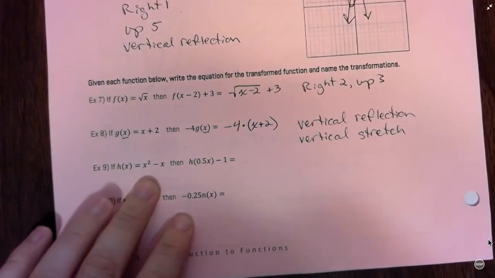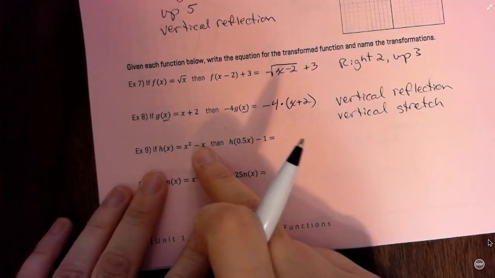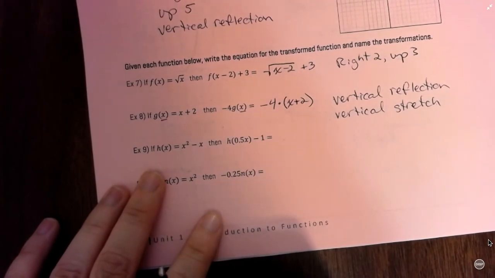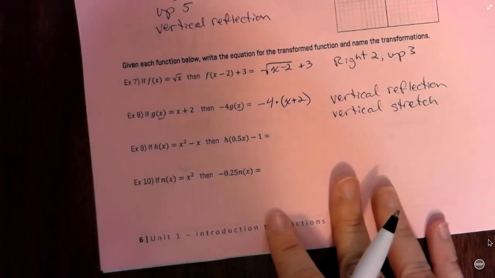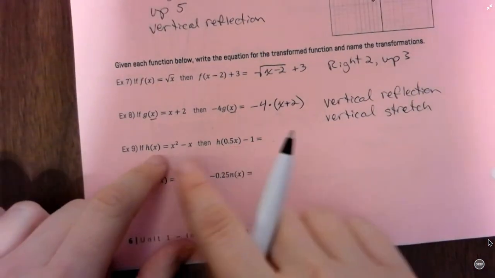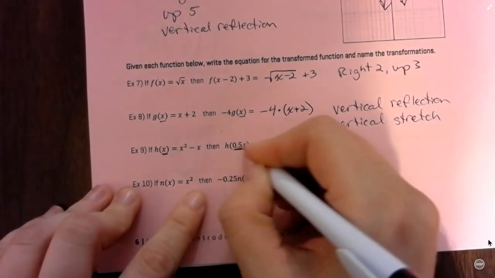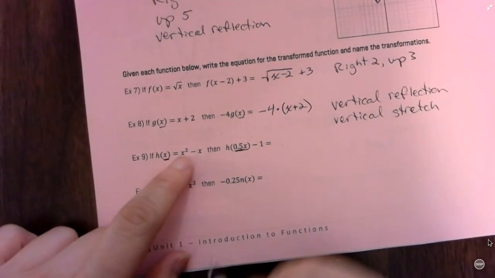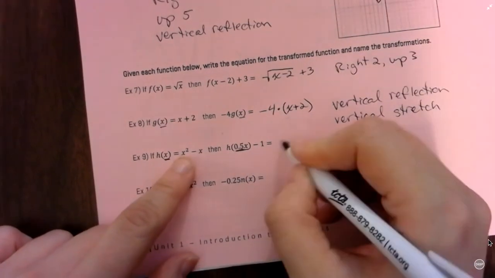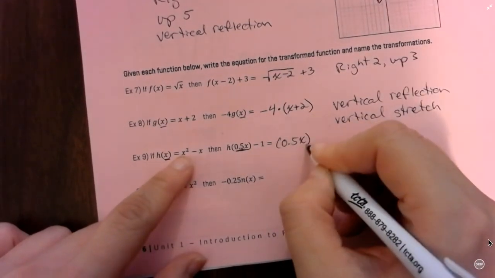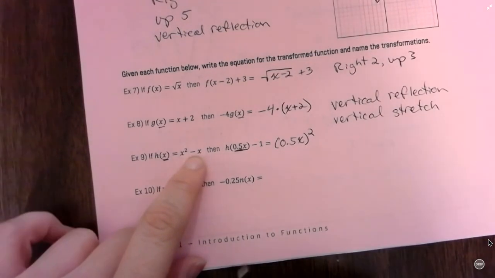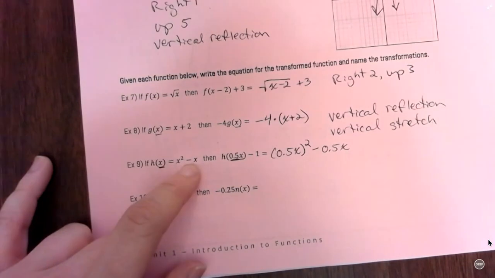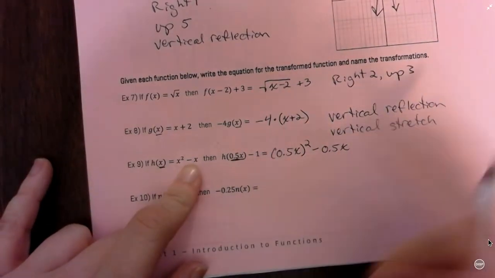Number 9, if h of x equals x squared minus x, then h of 0.5x minus 1 equals. So first we're going to replace x with 0.5x. And then at the end we're going to do minus 1. So instead of x squared, I have 0.5x squared. And instead of minus x, I'm going to do minus 0.5x. And then at the end, I'll put minus 1.